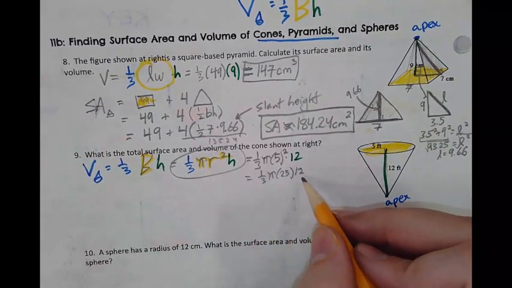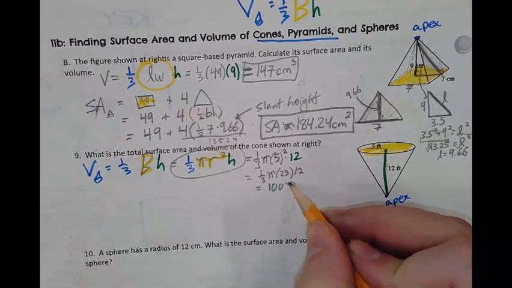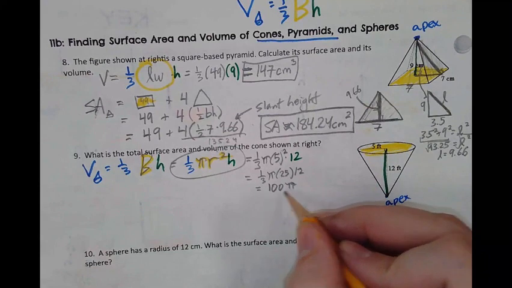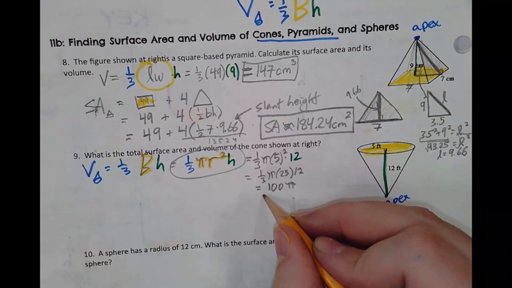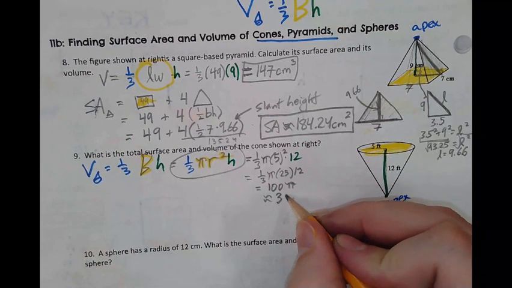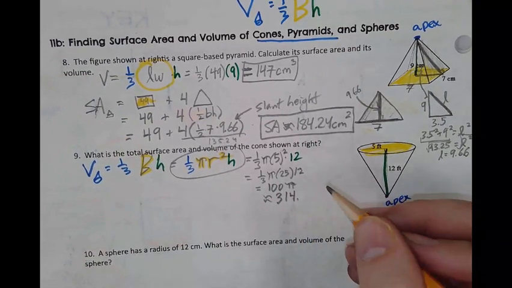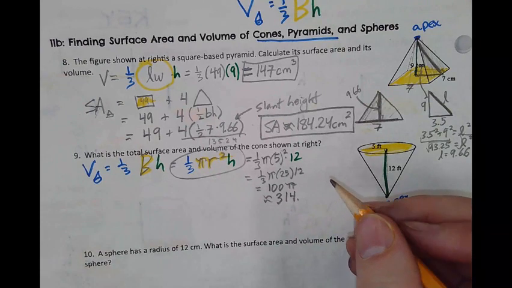12 divided by 3 is 4. 4 times 25 is 100. We can leave our answer as 100 pi, or we can put this into our calculator and get our final answer of approximately 314.